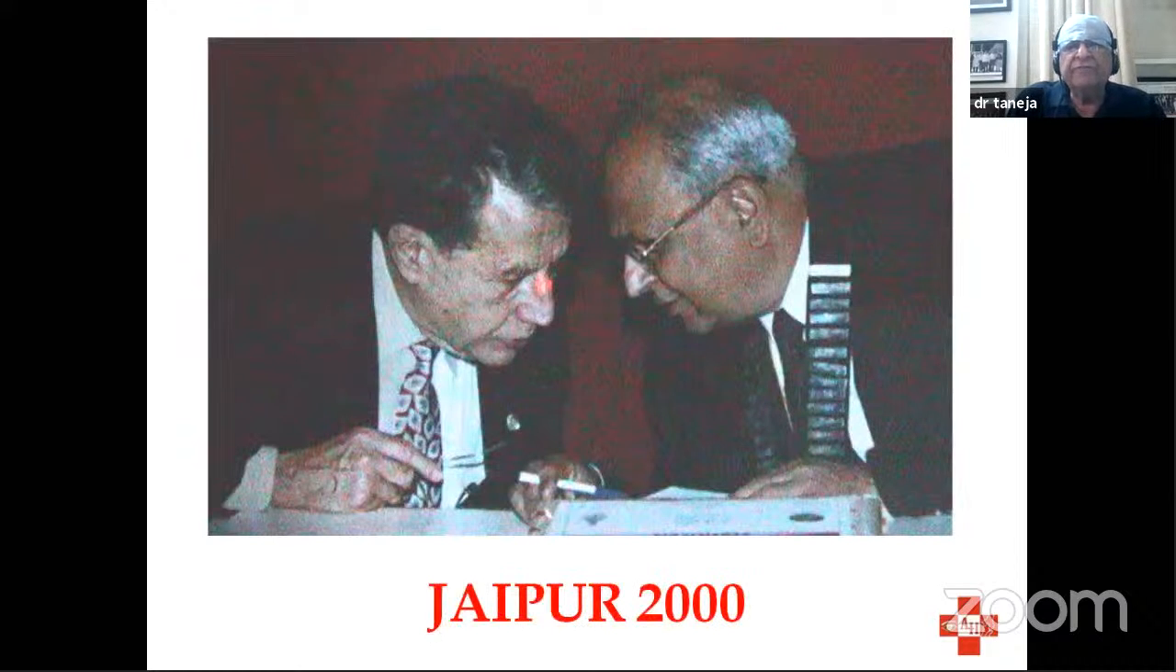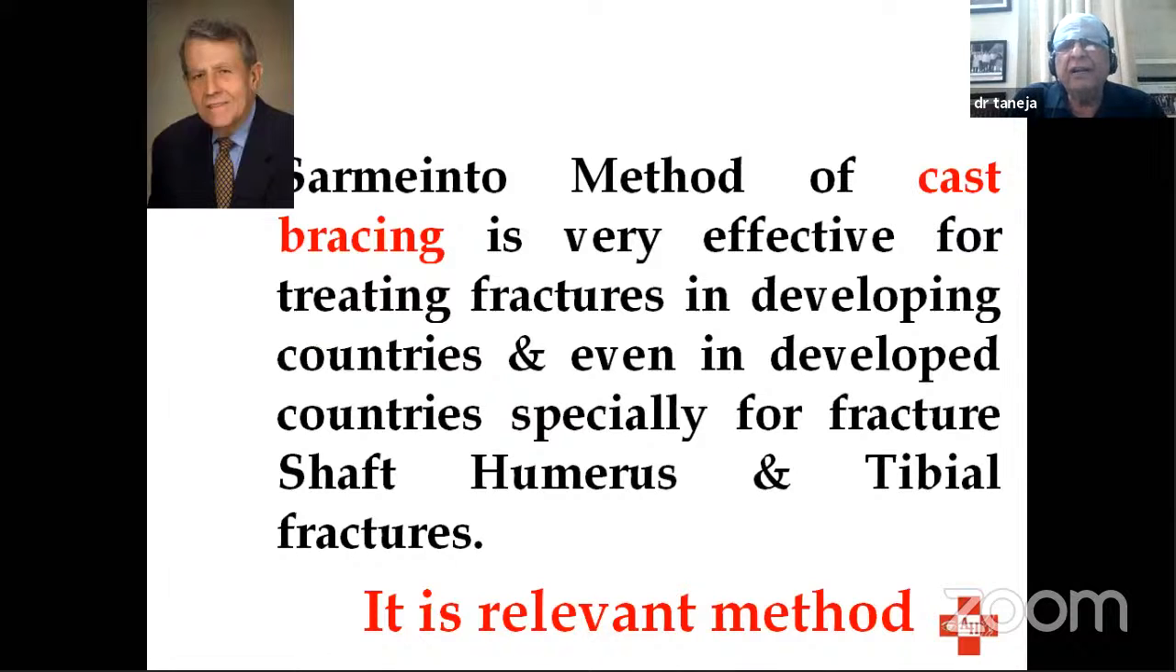In the 2000 conference, when I was the president of IOA, Sarmiento and I were talking to each other. Sarmiento said that the Sarmiento method of cast bracing is a very effective method for treating fractures in developing countries and even in developed countries, especially for fractures of the shaft of the femur and fractures of the tibia. Look, these words have come from Sarmiento, who was also the president of the American Academy. He said this method is extremely good even in the developed countries. This is a very big statement which he made.